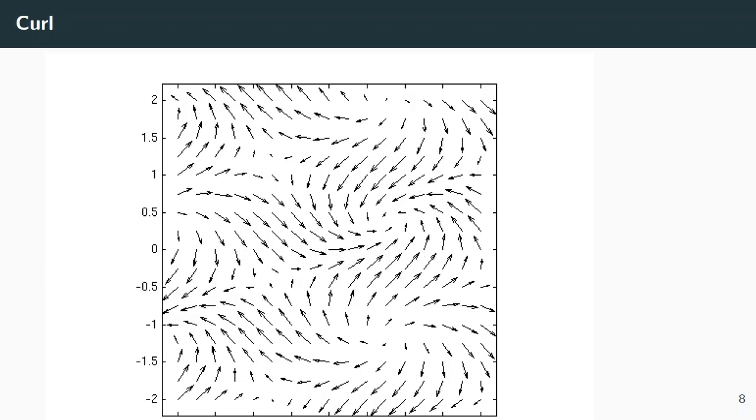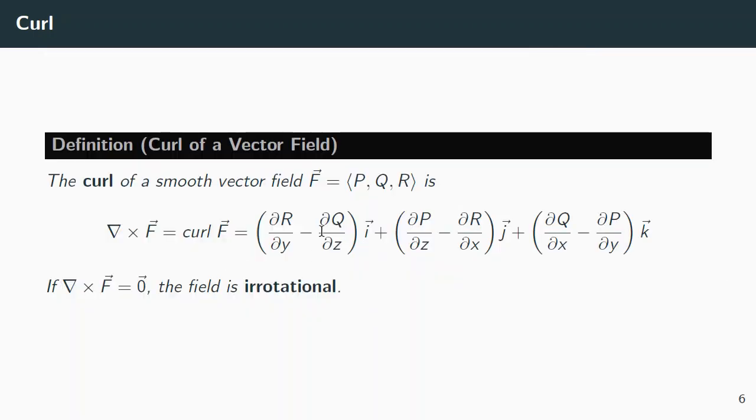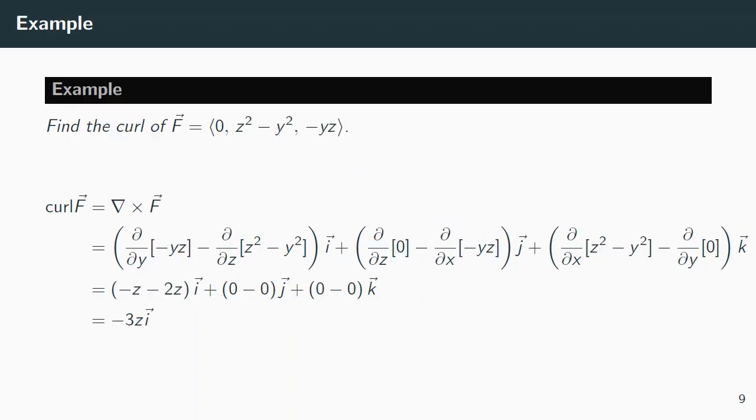So that's a sense of what curl is. You can see it in a 2D vector field, harder to see in a 3D vector field. Of course, you can always just do the mathematical computation as well. And one last thing, let's take an example and see how you might actually compute it. So let's just take this vector field here. It's 0, z squared minus y squared, and then negative yz.